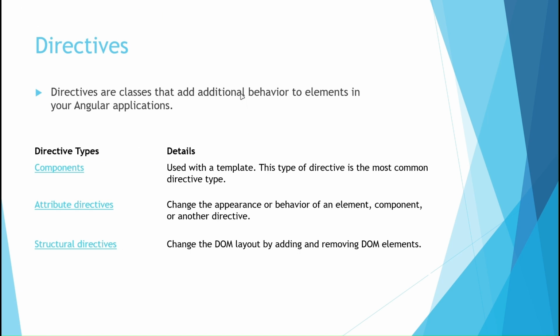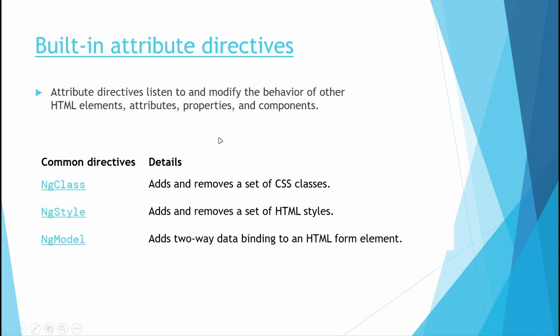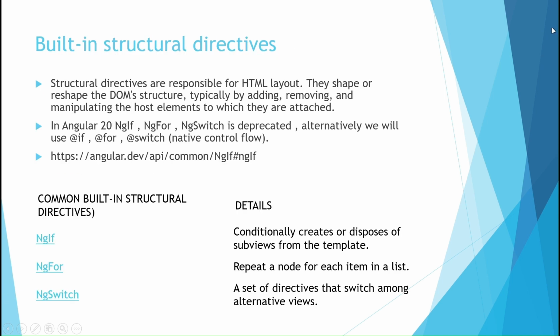So in Angular, there are different directives: component, attribute directives, and structural directives. In attribute directives, we are directly modifying the classes. We can change the classes based on some condition, like ngClass, ngStyle and ngModel. There are built-in structural directives like ngIf, ngFor, and ngSwitch. We are currently not using them. We are using the native control flow, if, for and switch, in newer versions.